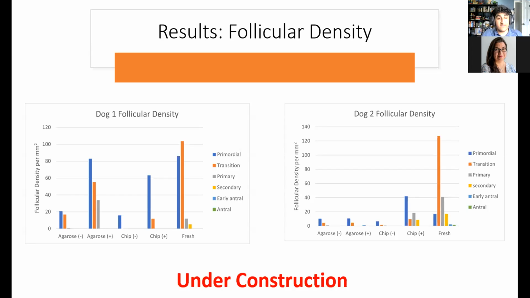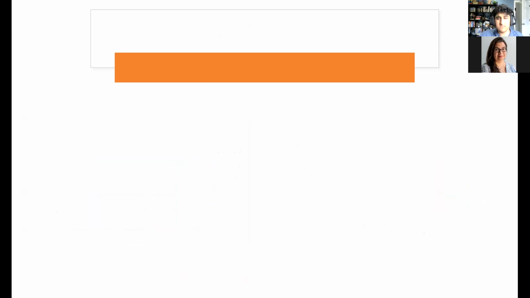But this data is not the final part. We only did 2 individuals. So results are still under construction. We're still building this up, and we can do this by having more individuals in part of our process.